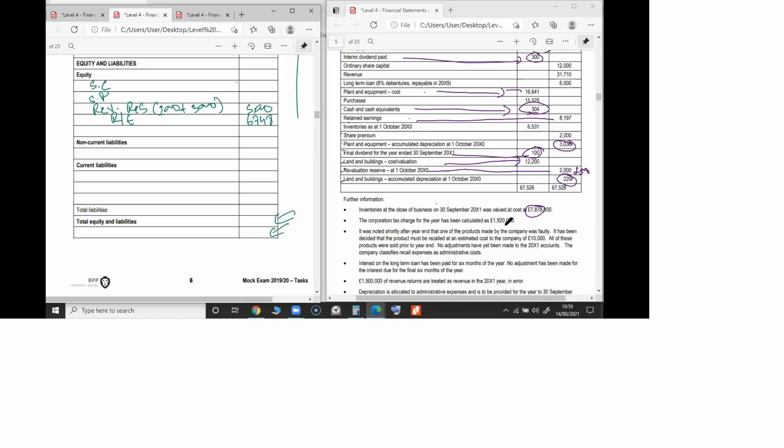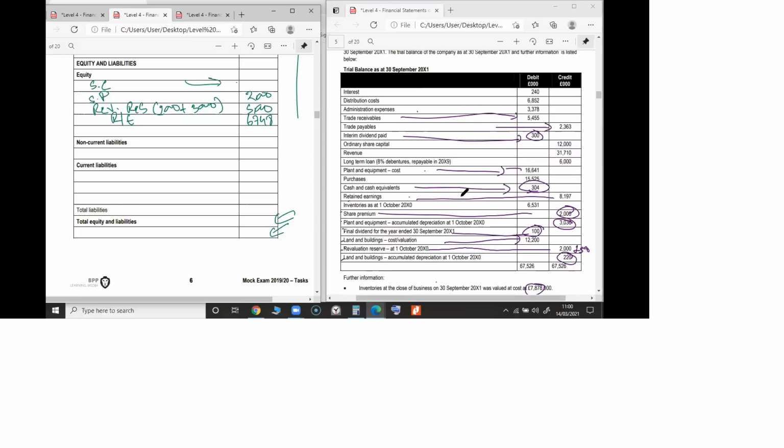Share premium is how much on the credit side? You need to look at it. There's the one, 2000. Share premium is £2,000, and share capital is how much? That is given on the credit side as well. Where is that? Ordinary share capital. There we go, that's your 12,000. Ordinary share capital is 12,000.